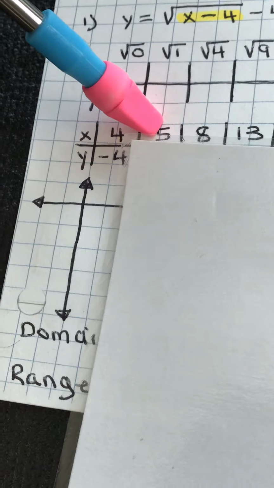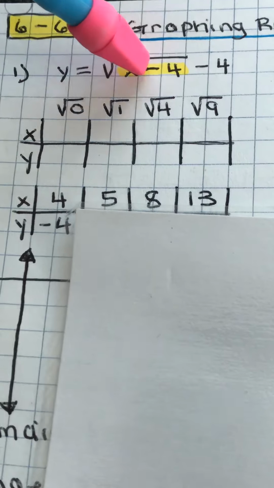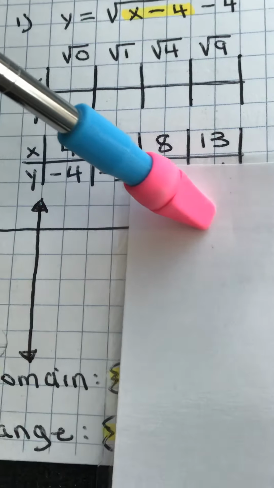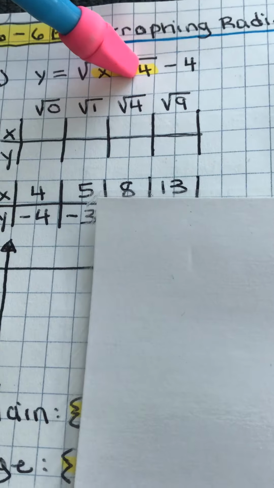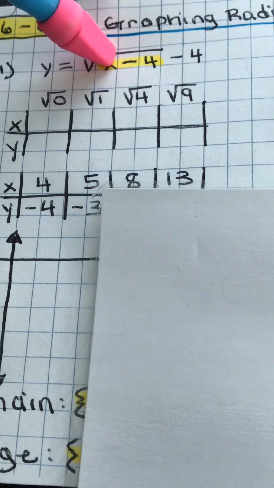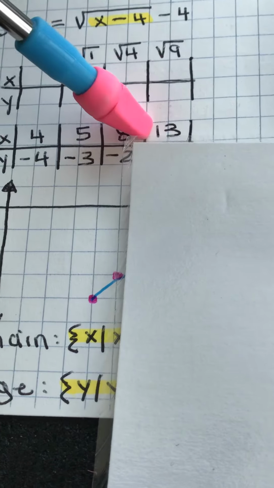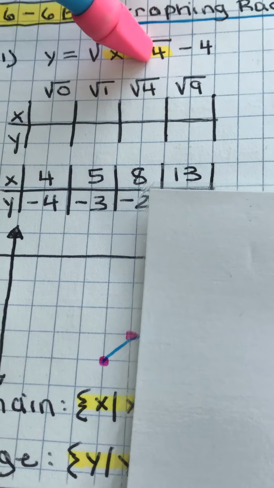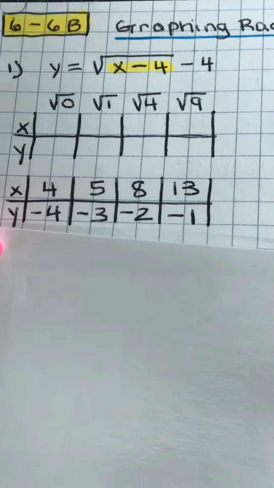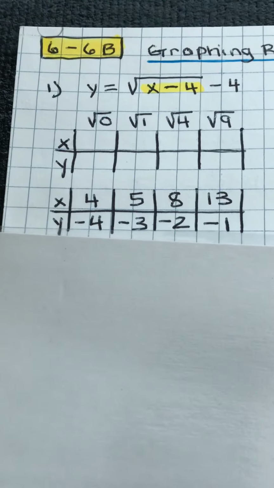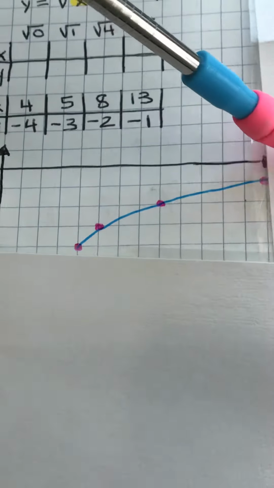Okay, let's do 5. 5 minus 4 is 1. The square root of 1 is 1. Minus 4 is negative 3. Let's do 8. 8 minus 4 is 4. The square root of 4 is 2. 2 minus 4 is negative 2. And now 13. 13 minus 4 is 9. The square root of 9 is 3. And 3 minus 4 is negative 1. So here's our table of values. You guys know how to plot those. If we plot those points, we get this beautiful graph.